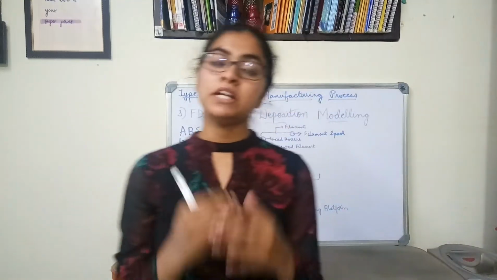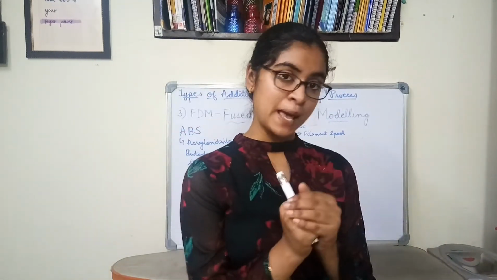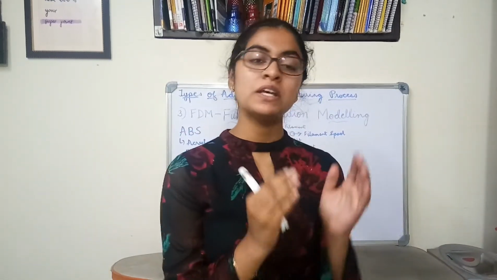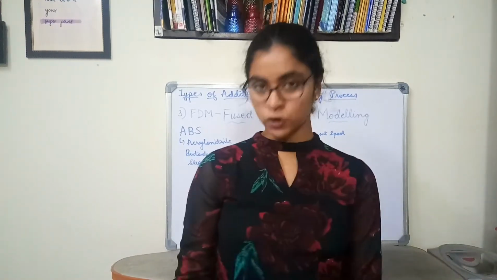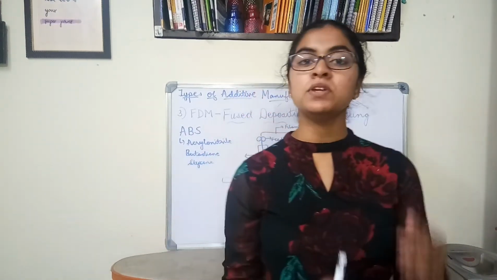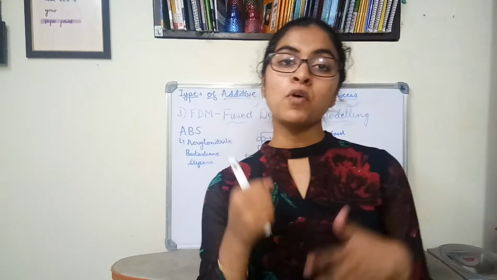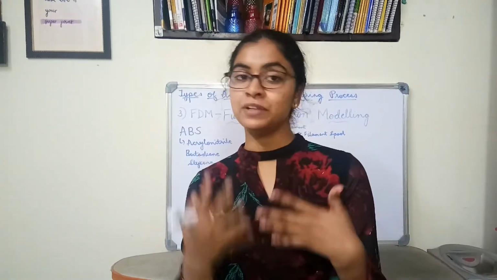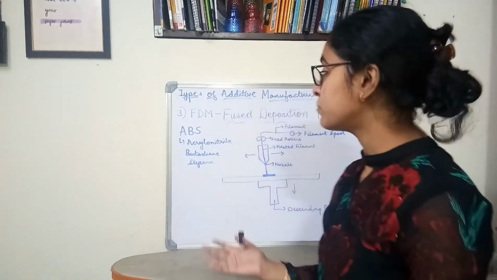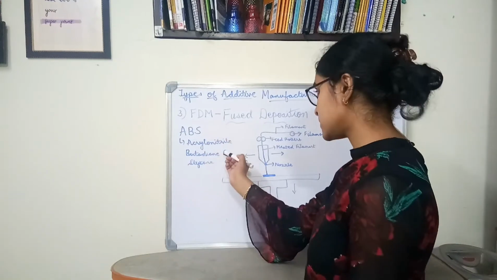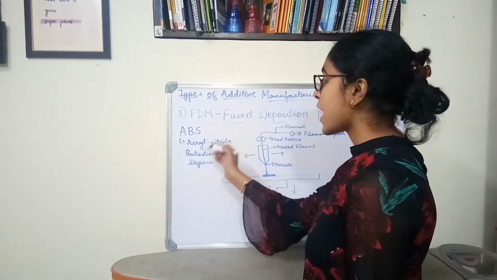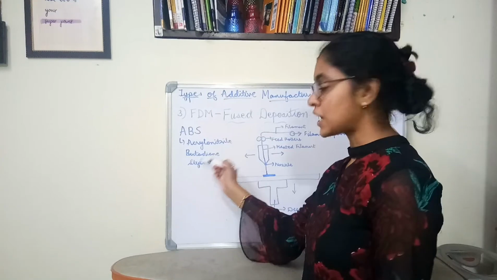The last type of additive manufacturing process is FDM, or the full form is Fused Deposition Modeling. In this case, the raw material which is used will be in the form of a solid wire or in the form of a filament. The most commonly used raw material is ABS, or the full form is acrylonitrile butadiene styrene.